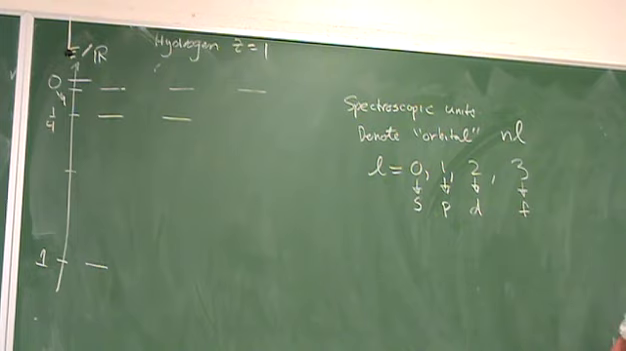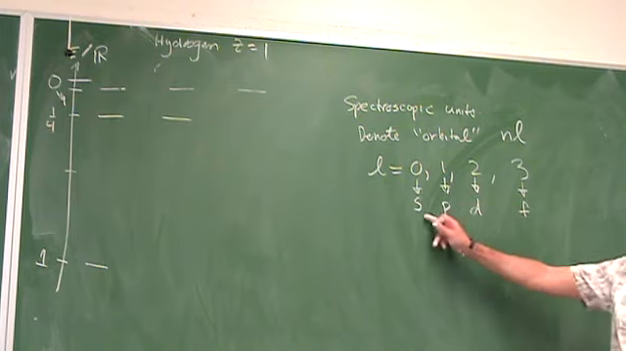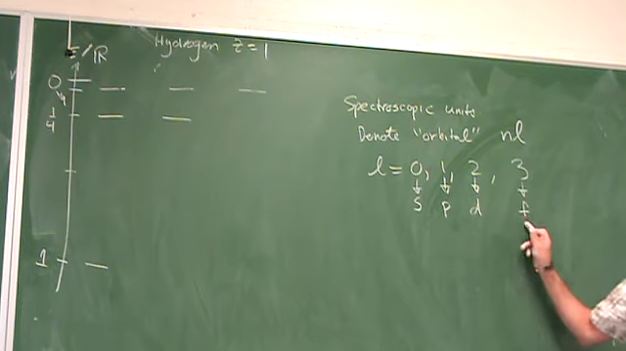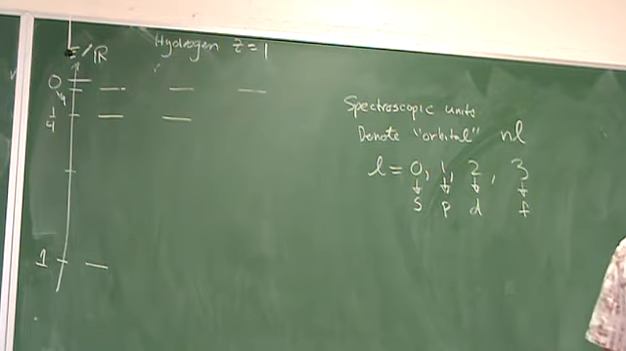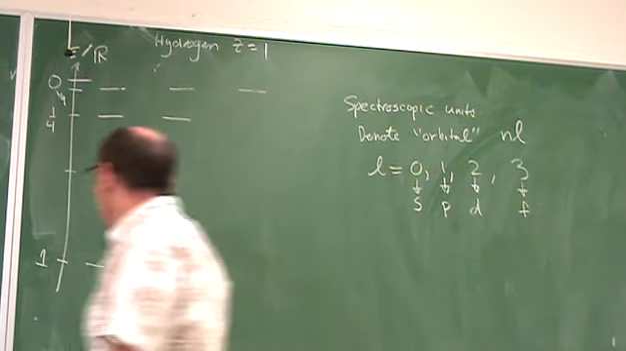So why in the world? Well, we had sharp, principal, diffuse, fine. That's what these things meant in terms of what the lines look like on the spectrometers. But that's what we're stuck with.